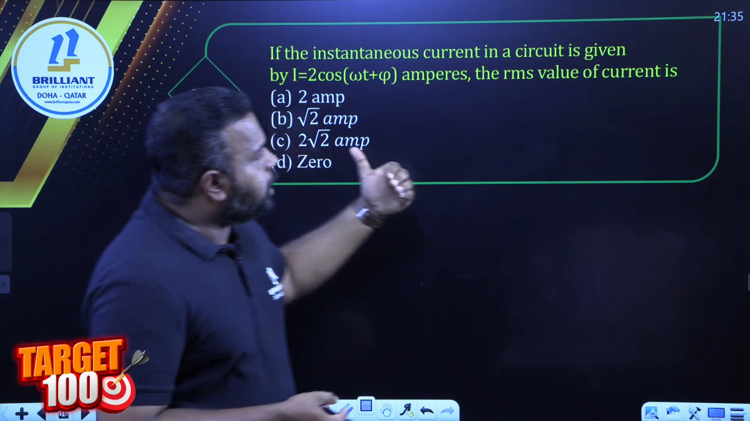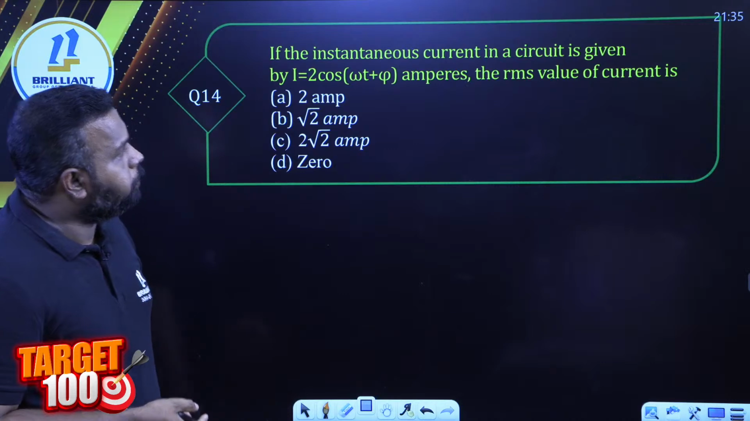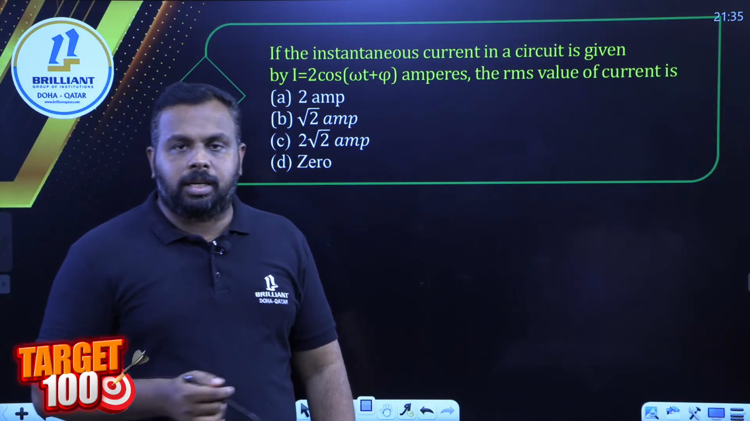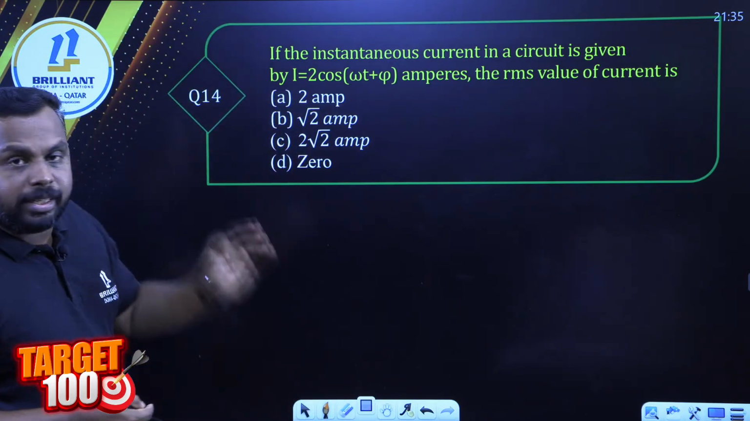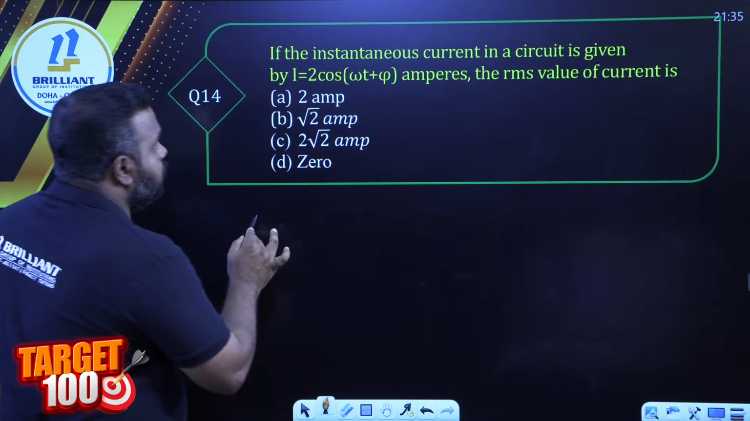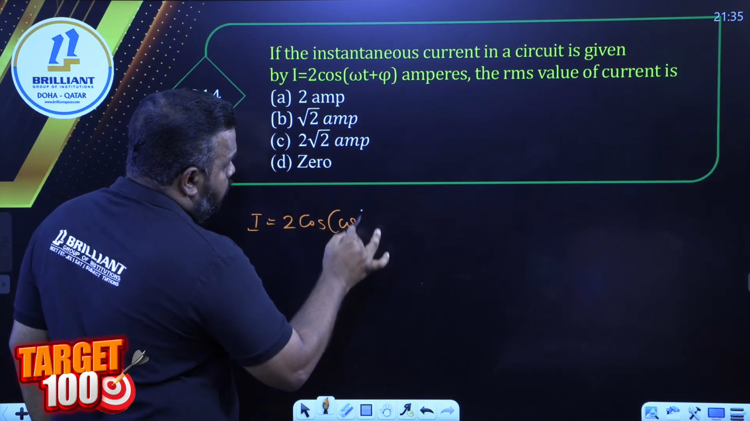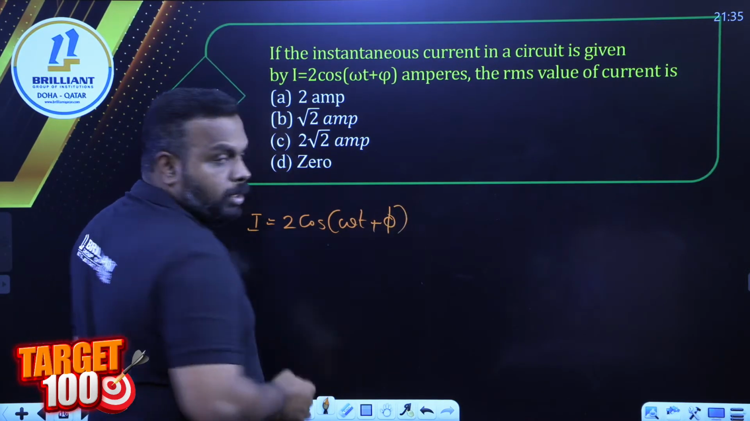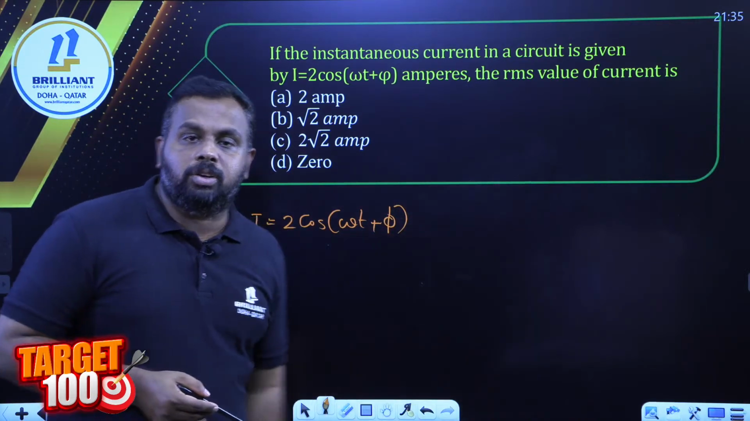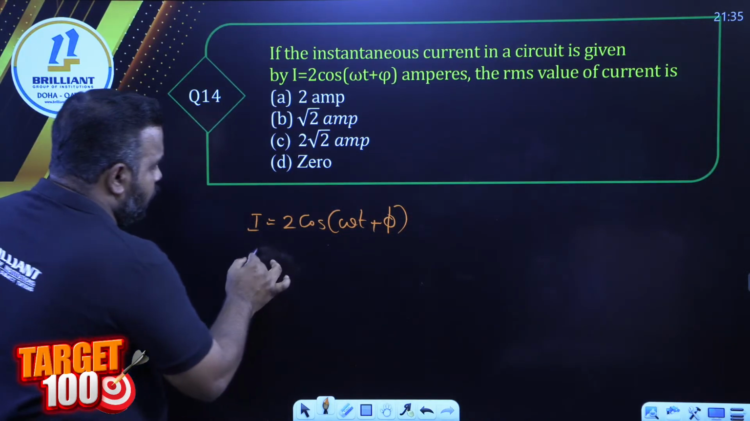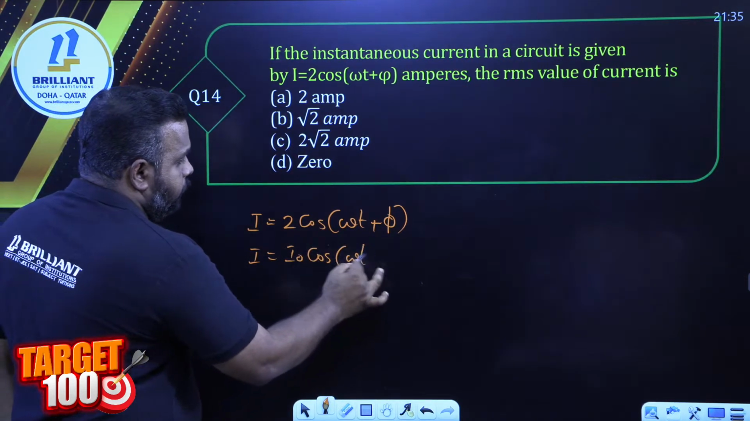If the instantaneous current in a circuit is given by I is equal to 2 cos omega t plus 5 amperes, the RMS value of current is. I think you guys can easily answer this. Make it fast. Instantaneous current I is equal to 2 cos omega t plus 5. Then what is the RMS value of current? If you compare with the standard formula, it is I naught cos omega t plus 5.